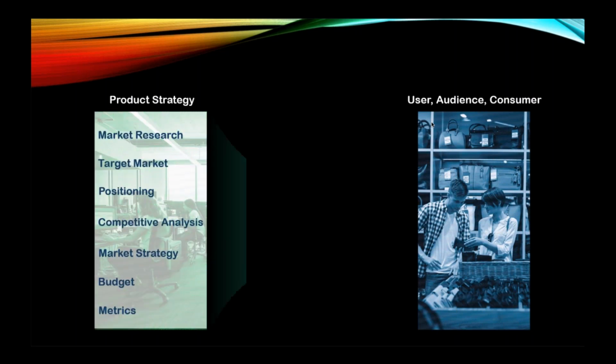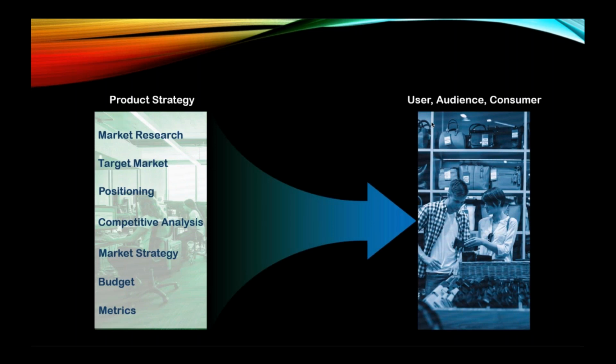When we look at the description of the components here, what this shows us is that the various pillars of product strategy focus in on who the user is, who the audience is, who the consumer is going to be for a specific product, for a specific service. That's the main idea behind creating a product strategy: to understand your customer base, who's going to use it, how they're going to use it, and what they are going to use it for.